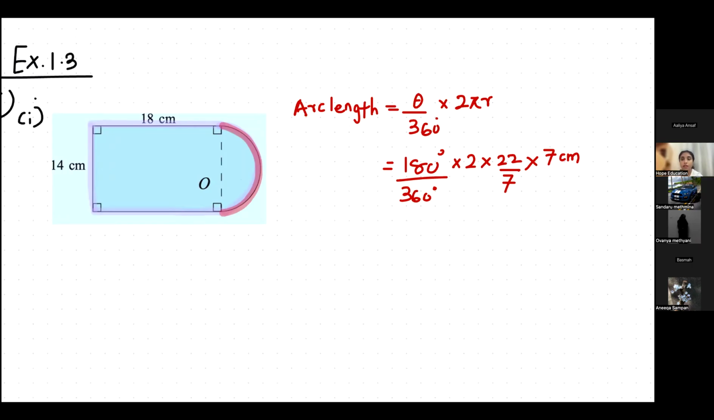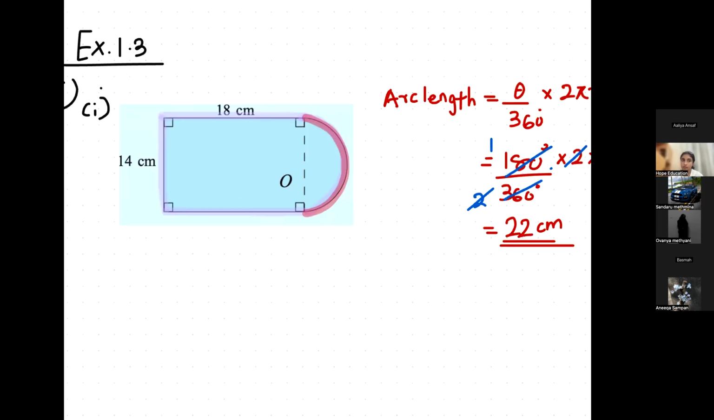180 times 1 is 180. 180 times 2 is 360. Then 2 times 1 is 2. 2 times 1 is 2. 2, 2 cancel. මෙතන 7, 7 cancel. What we have remaining is 22 centimeters. Please give me a thumbs up if it's clear, or you can unmute and let me know. Is it clear? Yes, teacher. Yes, teacher. All right. If you have any questions, ask.